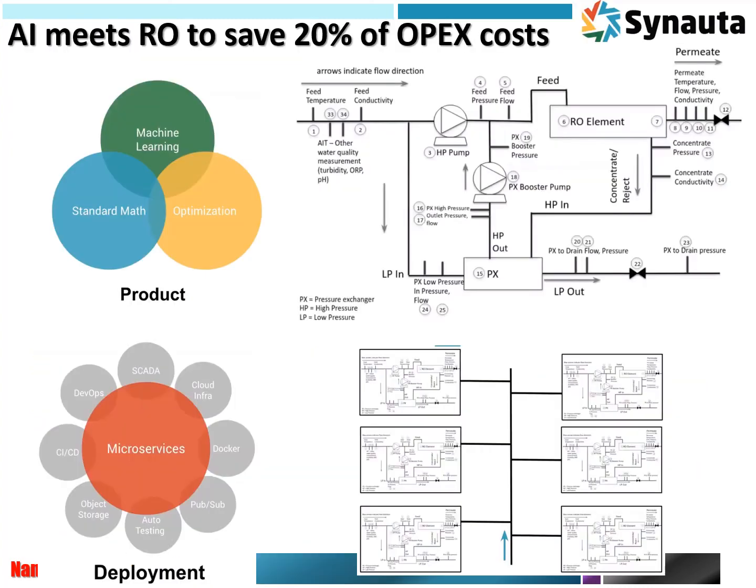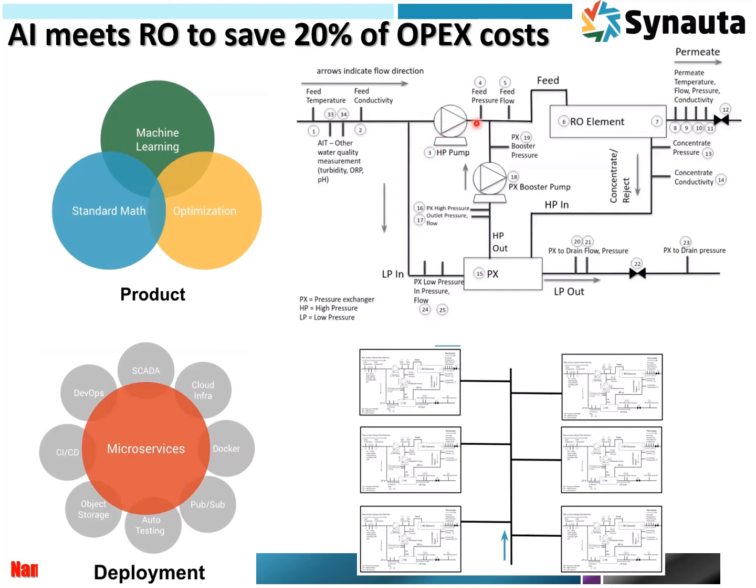this CDI process. Also, one company nowadays has developed artificial intelligence that can operate the reverse osmosis, which can save 20% of the OPEX. This is Cynota, a Canadian company. What they are doing is trying to utilize machine learning for optimization of our process, and standard mathematics can be incorporated. So this is their concept.